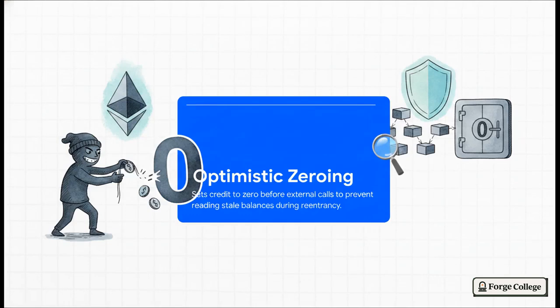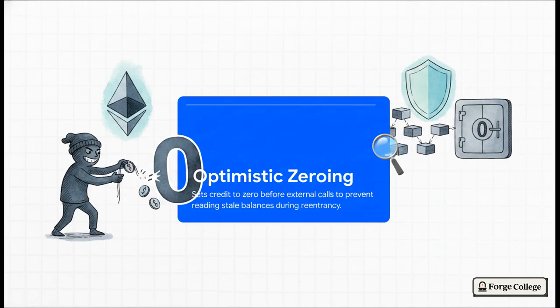Next up, we have one of my absolute favorite defensive maneuvers, optimistic zeroing. The crux of this is that we hilariously thwart hackers by emptying their account ledger before they can even attempt a double-dip reentrancy attack. Imagine an attacker tries to withdraw their funds, and during the transfer, they trigger a malicious loop to ask for the funds again before the first transaction even finishes.